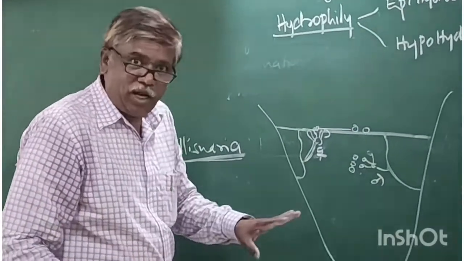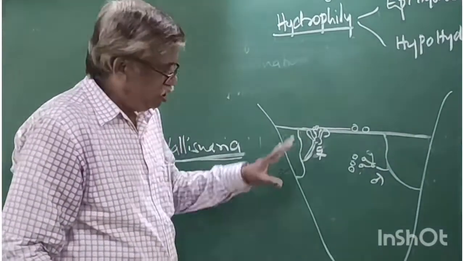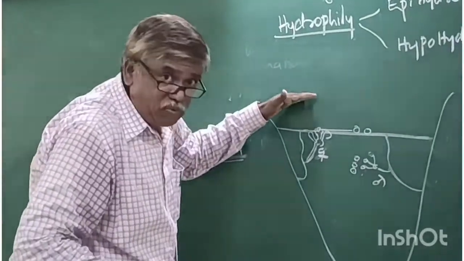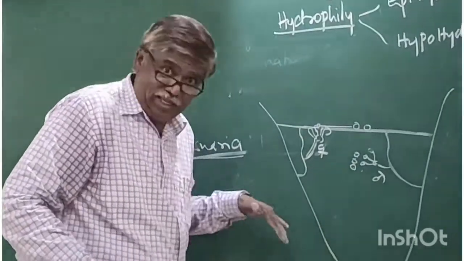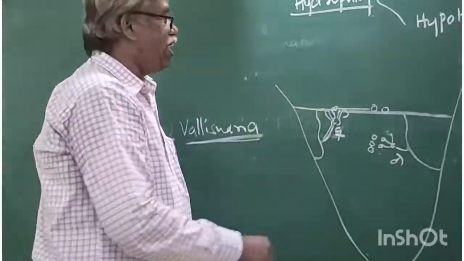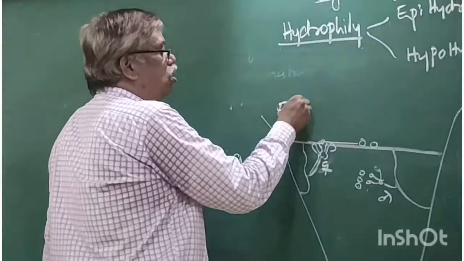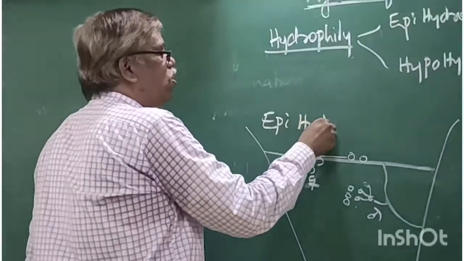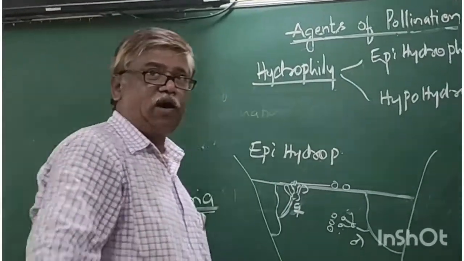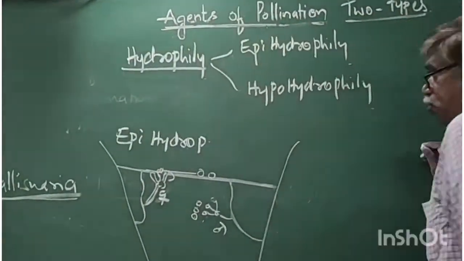Now, the pollination in the water, note it. That is, in the water means on the surface. Hence, it is called as epihydrophilic. Now come to Zoster.